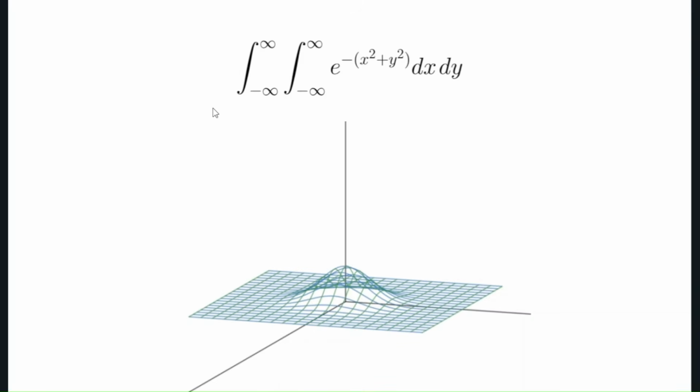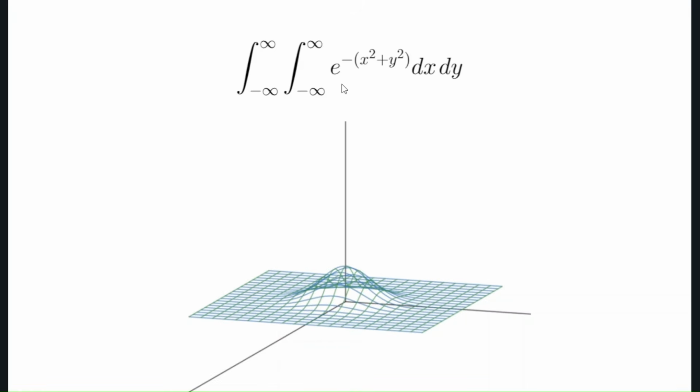What we're going to do is to evaluate a totally different integral, a double integral. So this double integral of e to the negative x squared plus y squared, where we're integrating from negative infinity to infinity for both x and y. And somehow this double integral is going to help us find the value of that original integral.